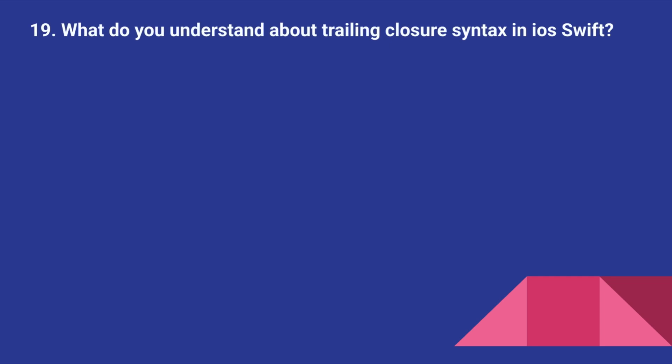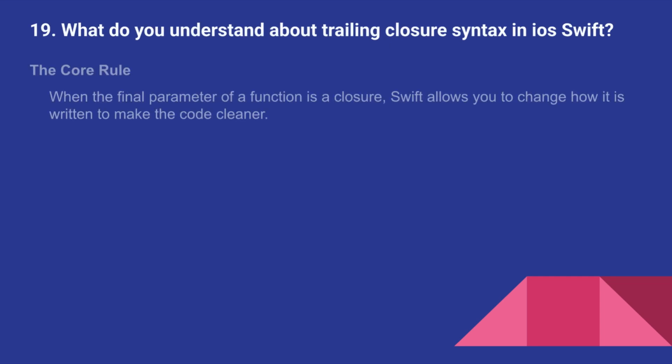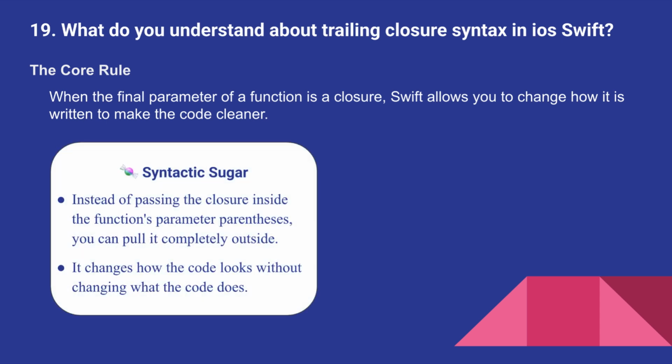Let's move on to question 9. What do you understand about trailing closure syntax in iOS Swift? At its heart, Swift has a specific core rule. When the final parameter of a function is a closure block, the compiler allows you to change how it's written on screen to make your codebase cleaner. This is a classic example of syntactic sugar.